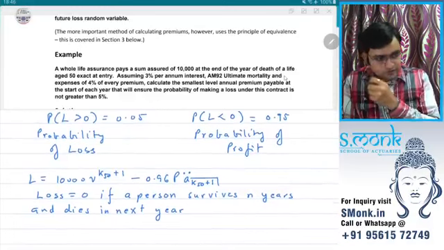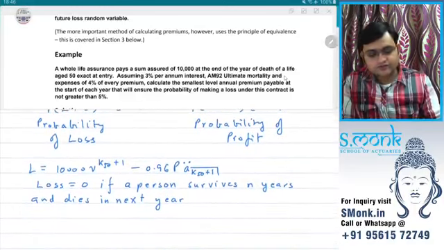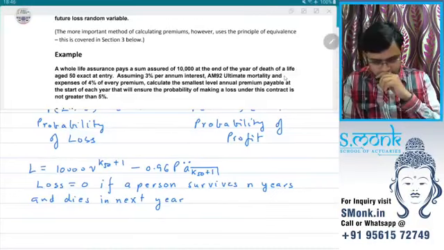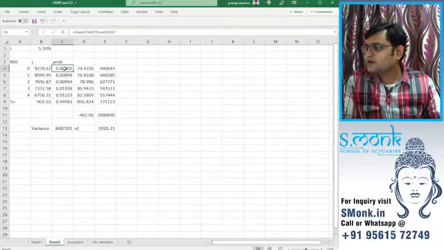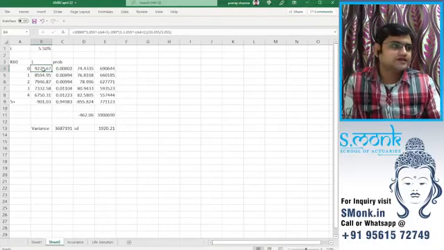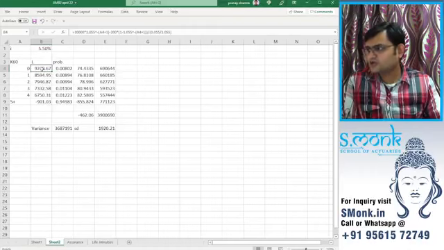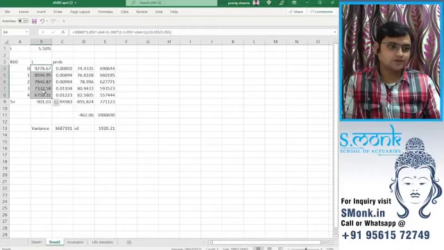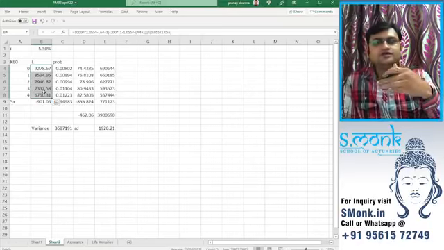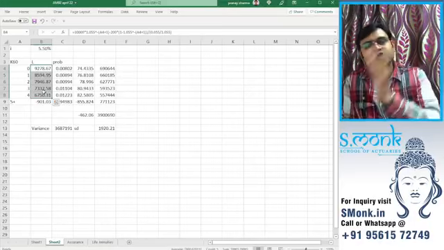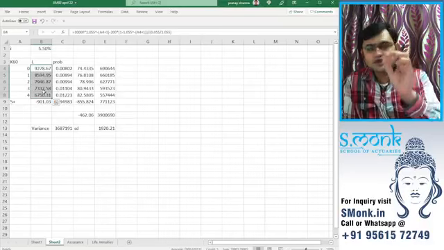Okay, so you're saying that loss will be 0 if a person survives for n years and dies in the next years. We know, as we saw in this table, that if the person dies at the beginning, we will have a lot of losses. As we go along, the loss is decreasing. Why is loss decreasing? Because we are getting more premium, and of course the benefit is paid at a later time, so the discounting would be giving a smaller value, right?